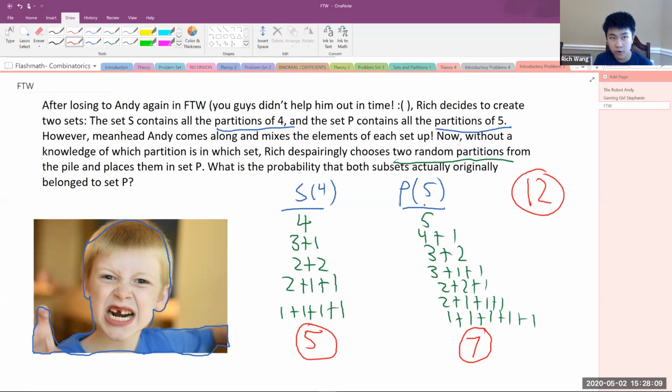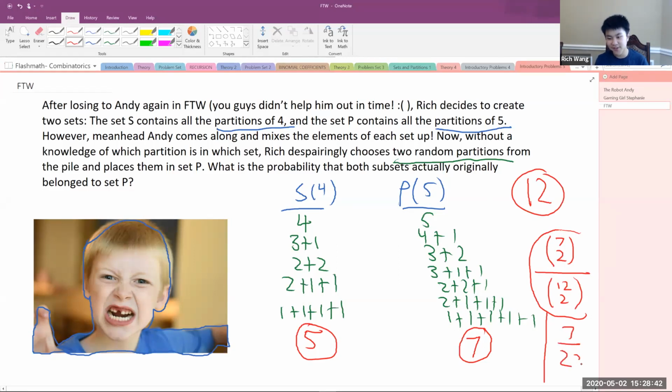What we're trying to find is the equivalent of how many different ways there are to choose 2 partitions such that both belong to set P. Since set P has 7 total partitions, there are 7 choose 2 total ways to choose 2 partitions that belong to it. And in total, there are 12 choose 2 ways to choose 2 partitions from the pile. So in conclusion, this is our final answer. If we want to calculate this out more thoroughly, this is equal to 21 over 66, which is equal to 7 over 22. So this is our final answer.